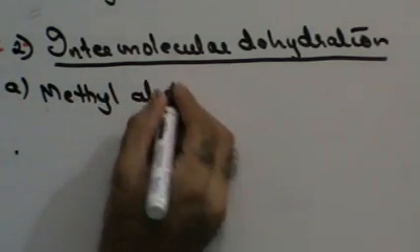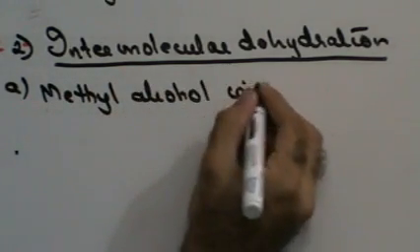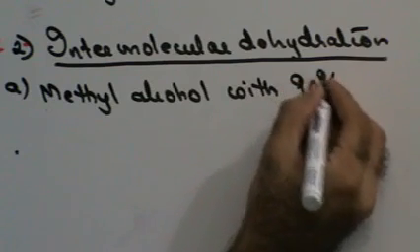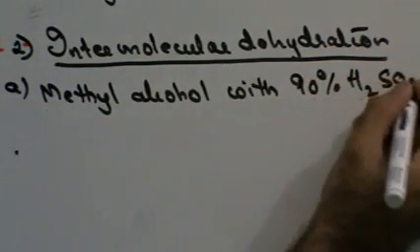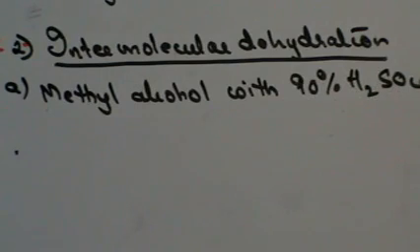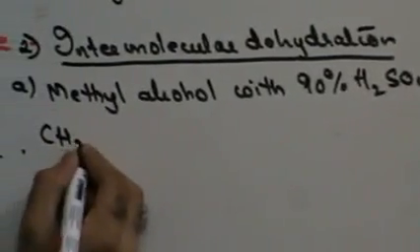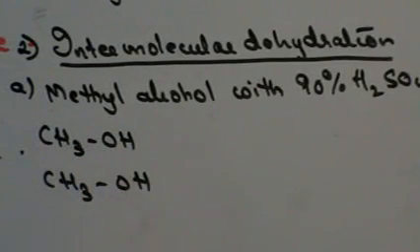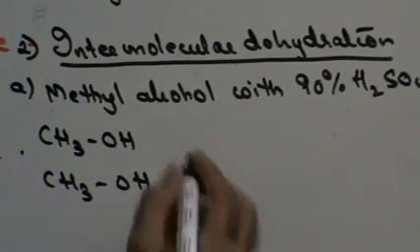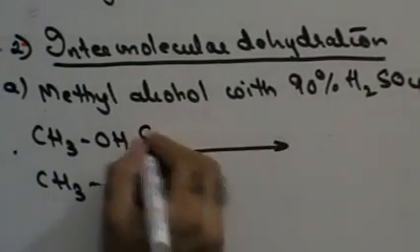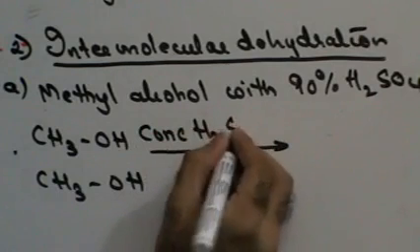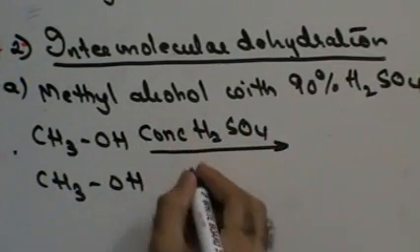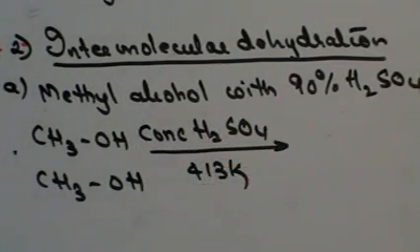Methyl alcohol with 90% sulfuric acid. Now, in the case of intermolecular dehydration, you will be using 2 molecules. So methyl alcohol, CH3OH, CH3OH. I am using 2 molecules of methyl alcohol strongly heated with concentrated sulfuric acid at 413 Kelvin.